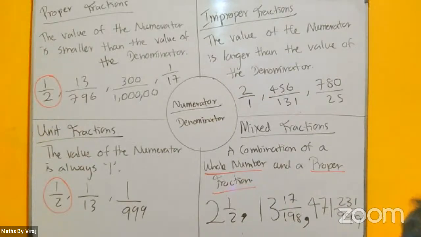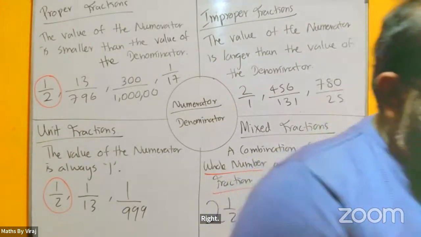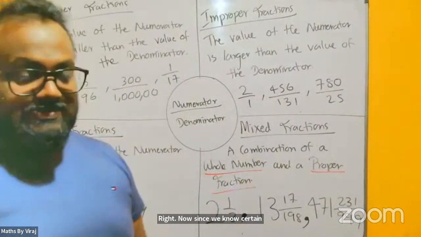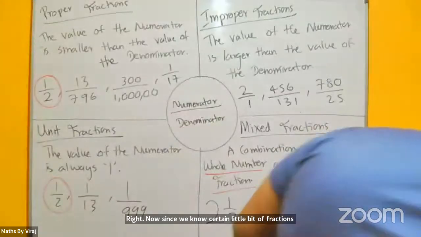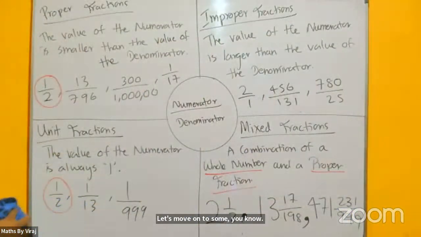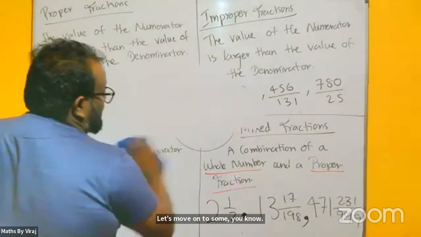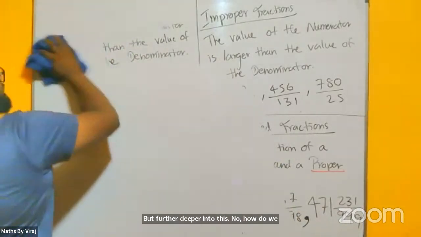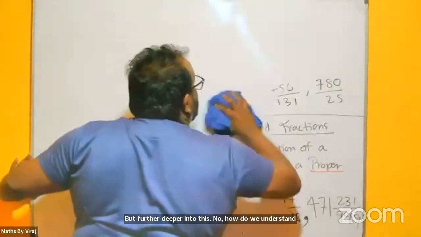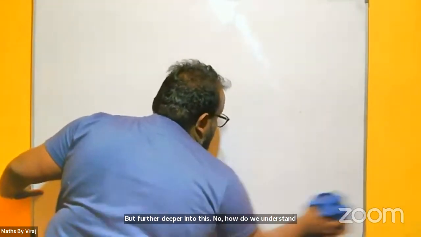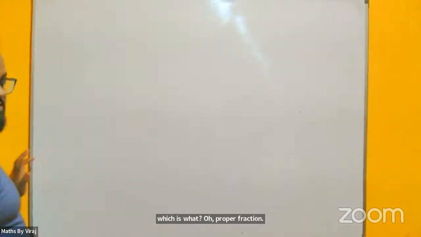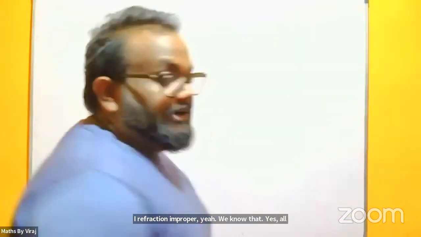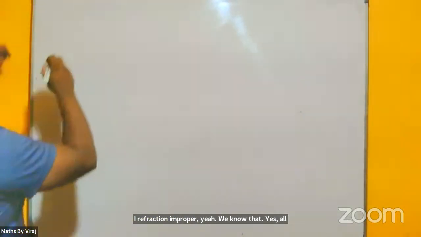Right. Now, since we know a little bit of fractions, let's move on to some parts and dig deeper into this. Now, how do we understand which is what? A proper fraction, improper fraction, we know that. Yes or no? Right. Now, let's try to understand them in terms of very easy things.